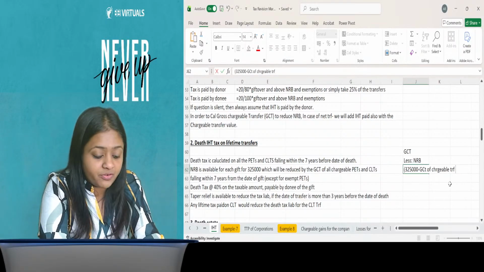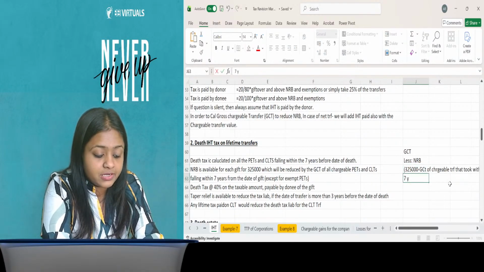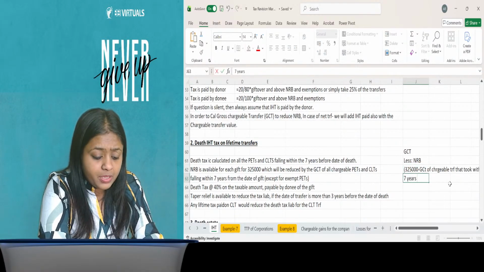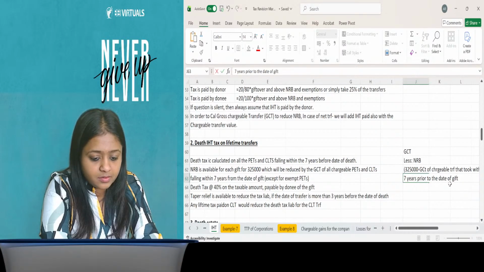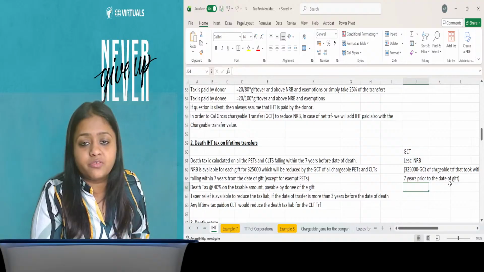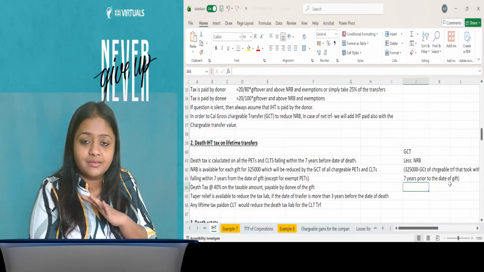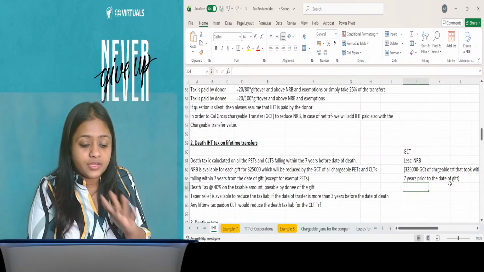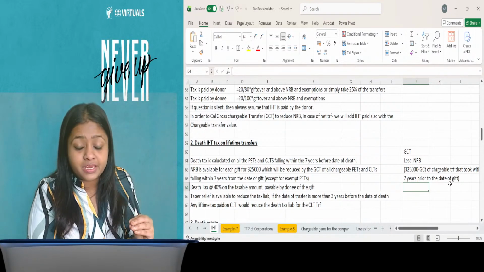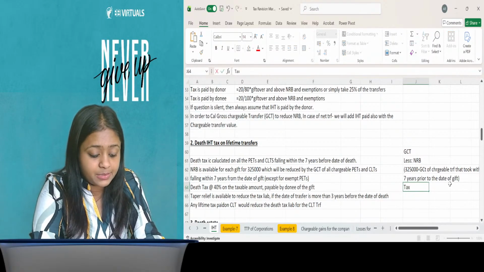So the chargeable transfers that took place within 7 years, same definition, prior to the date of gift. Okay, so the GCT of the chargeable transfers that took place within 7 years prior to the date of gift. Clear? Now we know GCT, we know NRB, we will reduce it, and you will get taxable value here again.